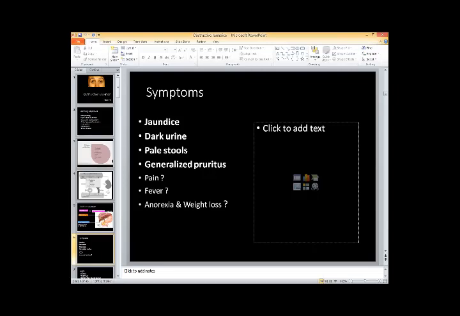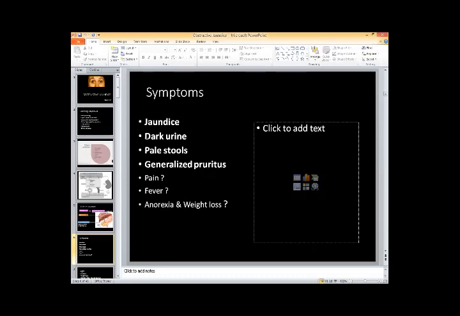They will also have generalized pruritus. Pruritus means itching all over the body. And they may have pain or fever or anorexia and weight loss. They show different disease conditions. So you need to know why the patient has dark urine and pale stool in obstructive jaundice. This is clear if you understand the metabolism of bilirubin.